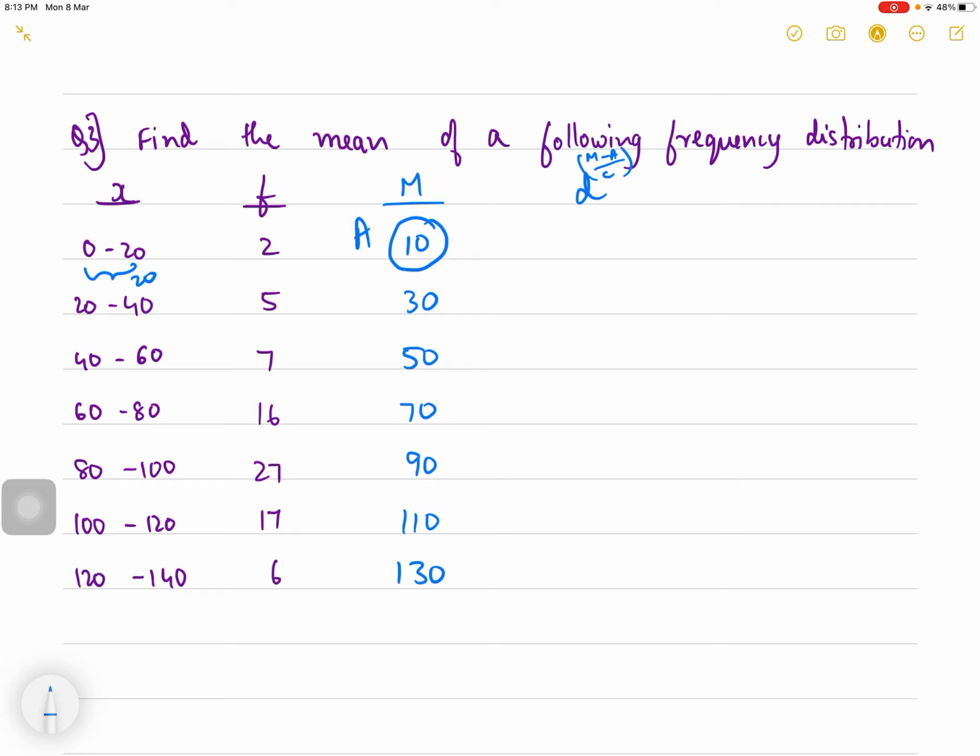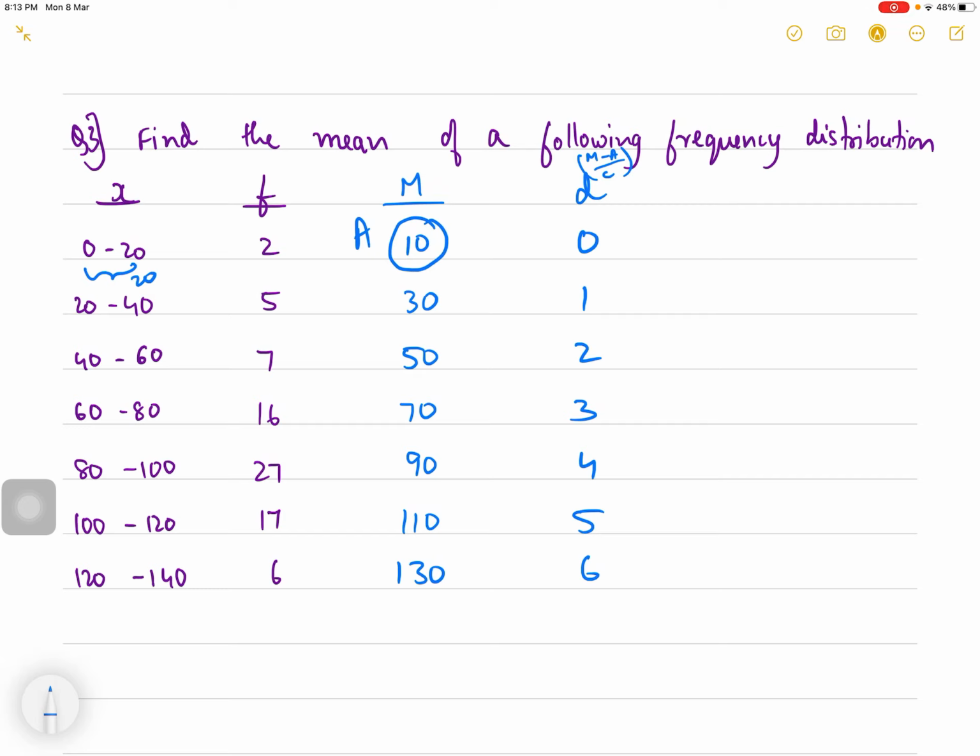Okay. So 10 minus 10 divided by 20. So 0 divided by what? Any number is 0 only. 30 minus 10, which is 20. 20 divided by 20, 1. 50 minus 10, which is 40. 40 divided by 20 is 2. 70 minus 10 is 60. 60 divided by 20 is 3. 4, 5, 6. Okay.